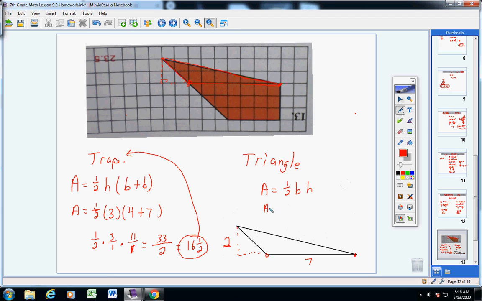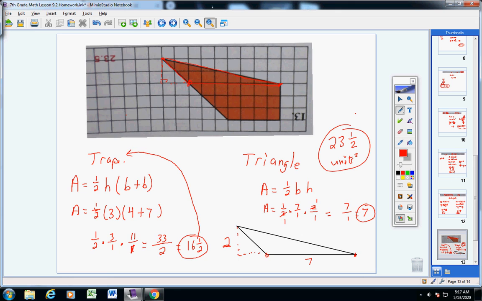So area equals 1/2 times my base, which is 7 over 1, times my height, which is 2 over 1. And here we go. 2 goes into 2 once. 1 times 7 times 1 is 7. 1 times 1 is 1. So the area of my triangle is 7. So guys, if I have 16.5 plus 7 more, that's going to be 23.5 units squared. Okay, and that is the answer.